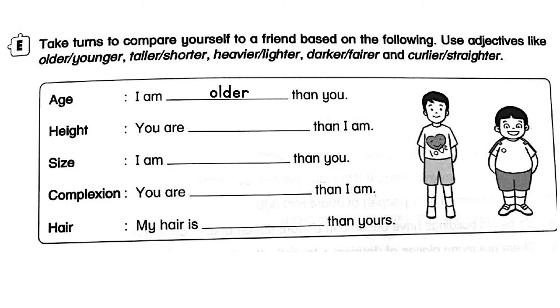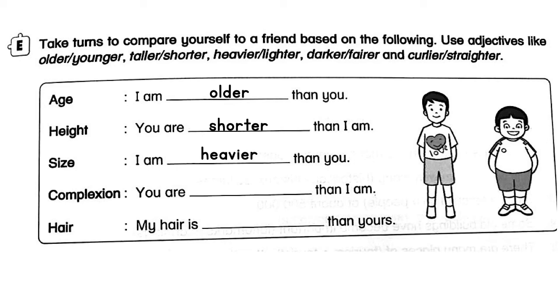Okay, height, ketinggian. You are taller or shorter? Okay, you are taller or you are shorter than I am. Look at the height of your brother or sister, the one that you made the comparison with. Is he taller? If he is taller, then you have to write you are taller than I am. If he is shorter, so you have to write you are shorter than I am. Size, so you look at yourself. Are you heavier or are you lighter? Okay. So here I'm heavier than you.